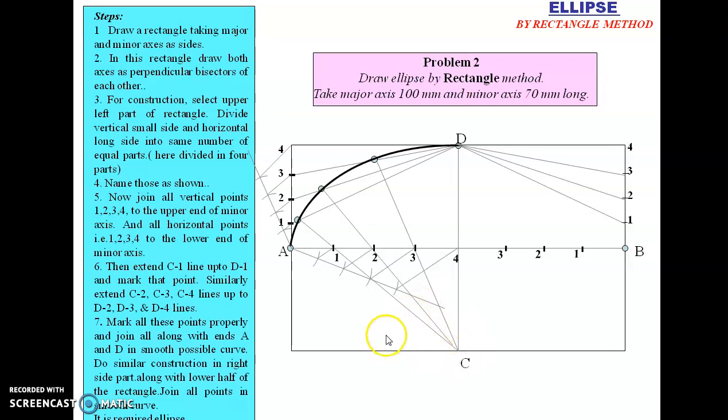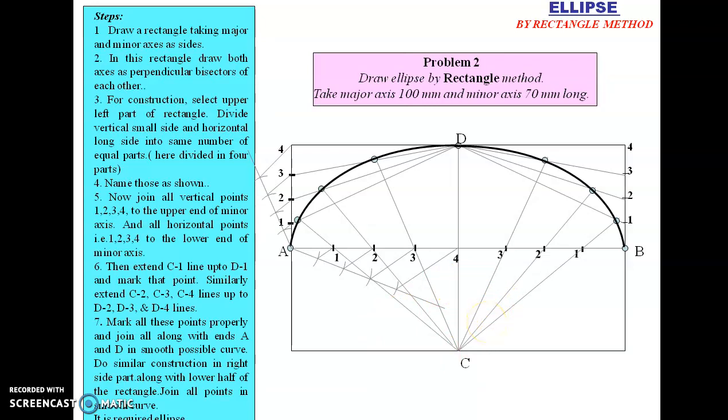Now what is the next step? Join C1 and extend it till it intersects D1, and mark that point. Then join C2 and extend it up to D2. Join C3, extend it up to D3, and mark all the points. Mark all these points properly and join them along the ends A and D in a smooth curve.